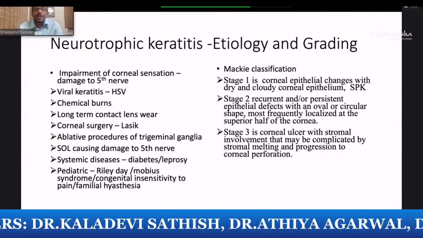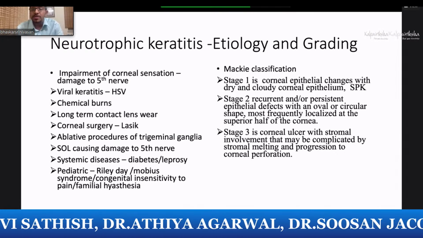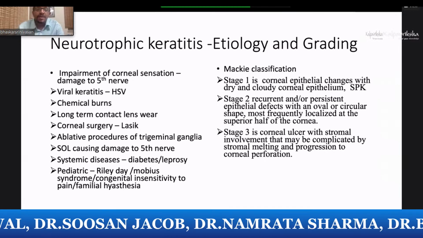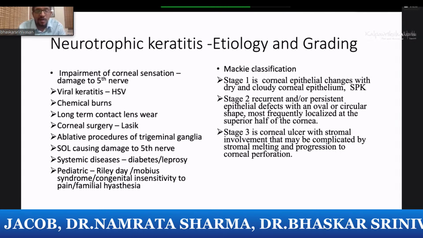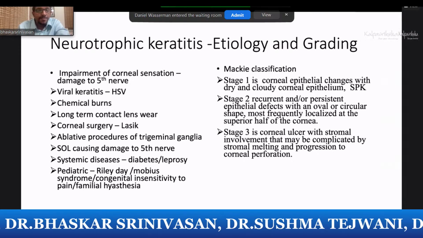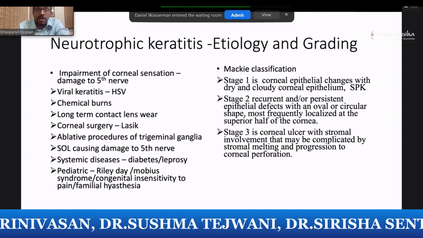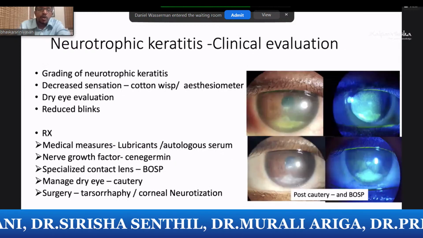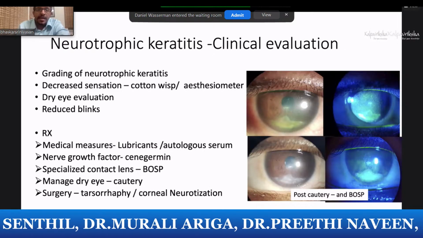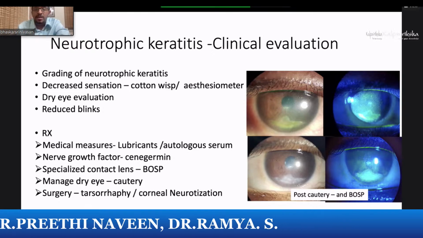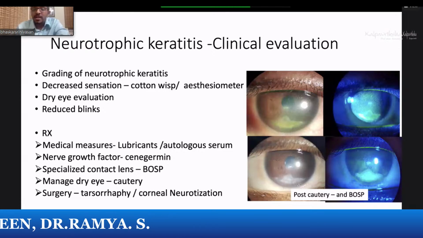So basically, the Mackay classification says grade 1 is epitheliopathy, grade 2 is persistent defects, and grade 3 is where it is involving a stromal melt. And you have various reasons for neurotrophic keratopathy, basically all affecting the fifth nerve. Apart from that, systemic diseases like diabetes, leprosy, and systemic pediatric conditions can cause fifth nerve damage, leading to neurotrophic keratopathy. The treatment options for neurotrophic keratopathy would be lubricants for the dry eye. You could use autologous serum in certain cases. Nerve growth factor in terms of cenegermin is available now, but it's too expensive to be used in an Indian context. Specialized contact lenses like a Boston scleral lens can be tried in certain patients.